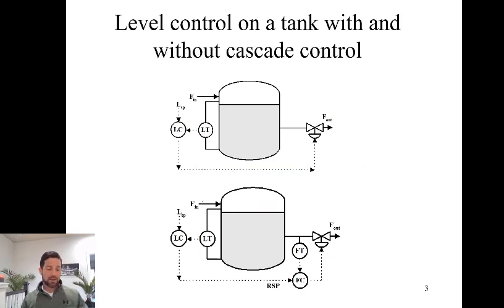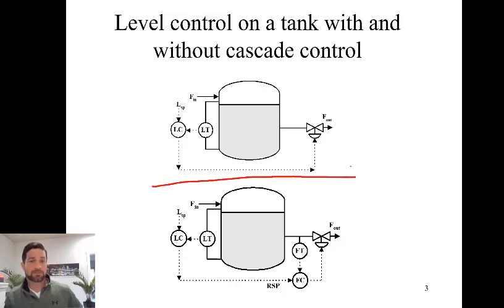Okay, so in this example, we're going to talk about level control in a tank with and without cascade control. And we'll use this example to introduce what cascade control is. Okay, but first, before we start, when we think about our process objective, let's look at this top plot up here.